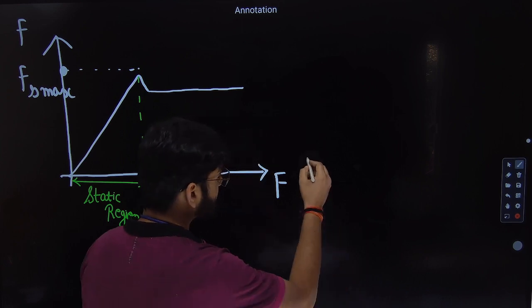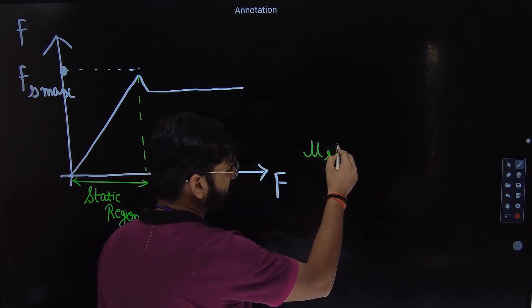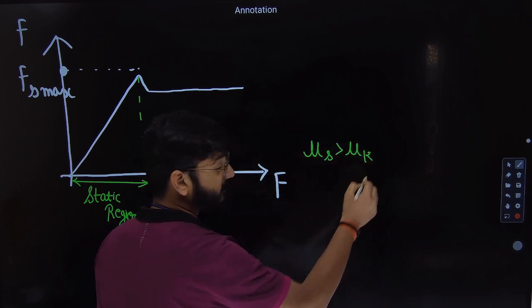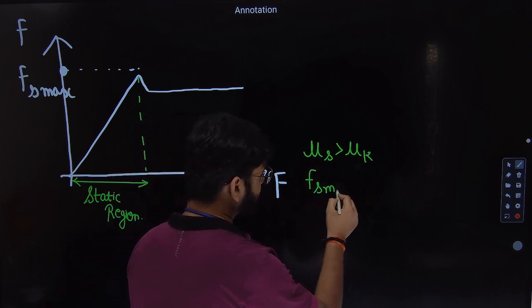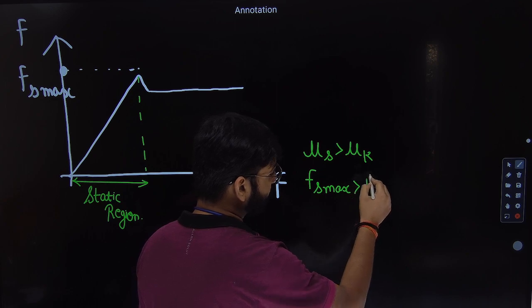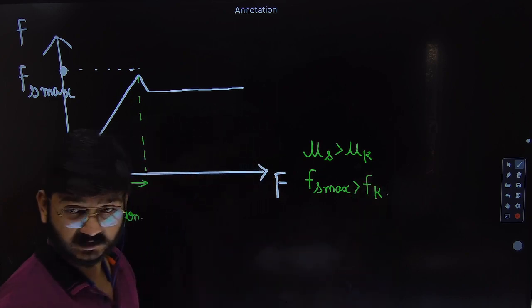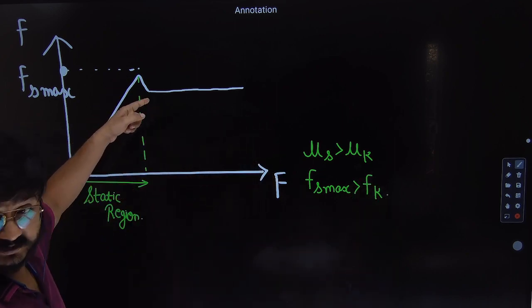Because mu s is always greater than mu k. So can I say that Fs max will always be greater than Fk? Correct? So that is the reason there is a dip in the graph.